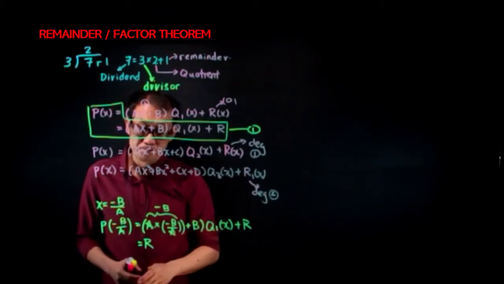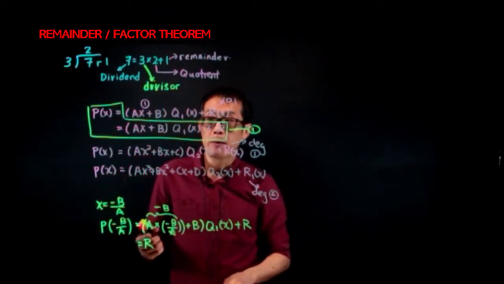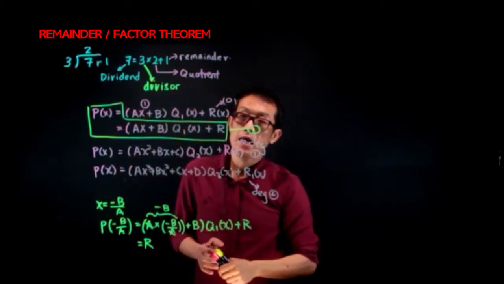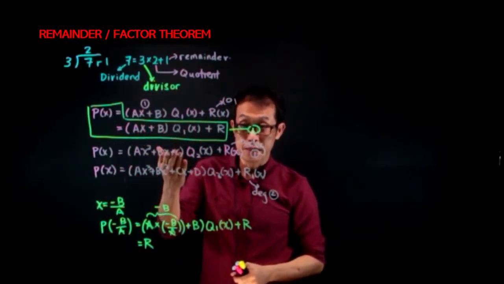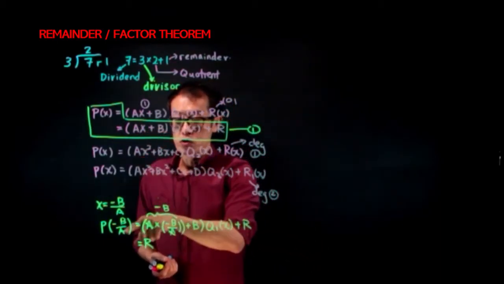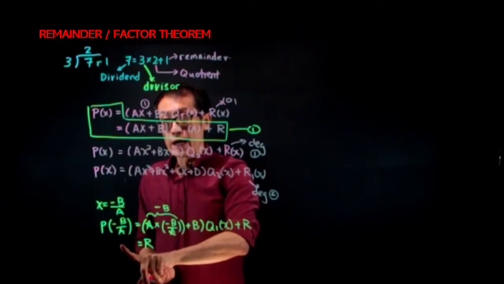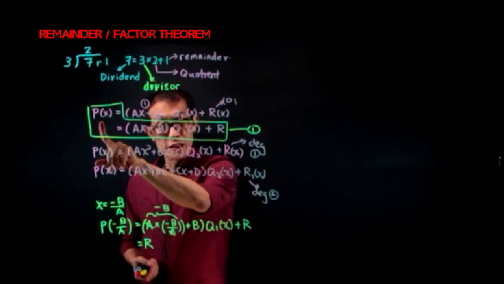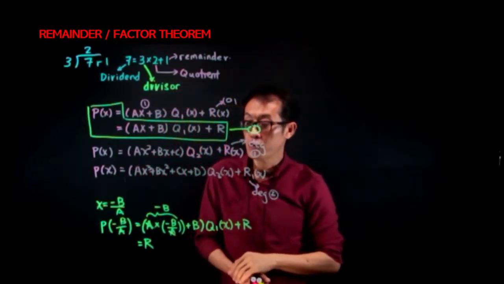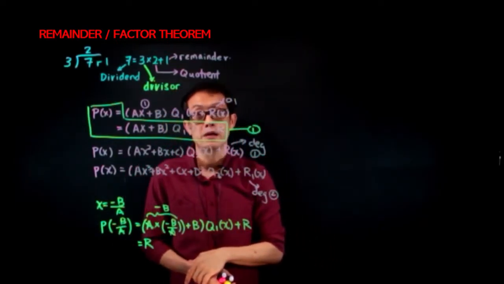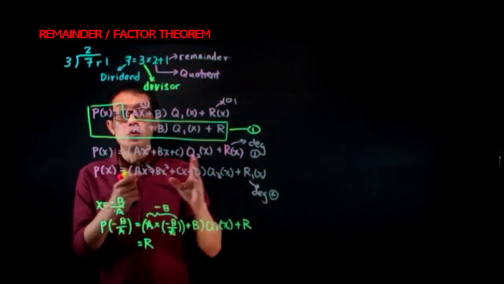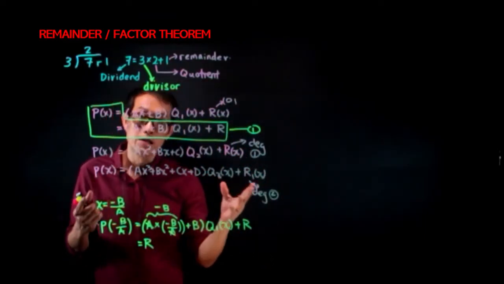Now that means if you have a polynomial and you are dividing it by a linear expression like ax plus b, then all you need to do is you substitute minus b over a into your polynomial, and that will give you the remainder of the polynomial. Now, so let's put remainders theorem in words.